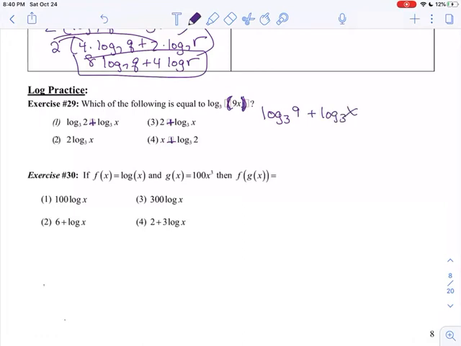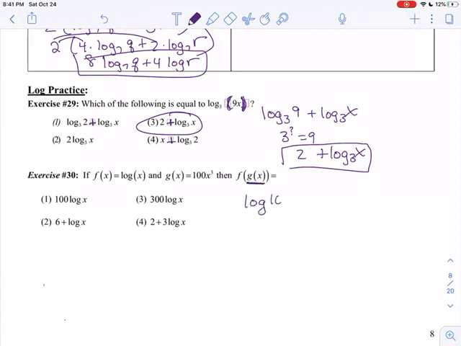When I have multiplication, I'm going to separate it with addition. So log base 3 of 9 plus log base 3 of x. Okay, so basically this is saying 3 to what exponent equals 9? Well, that's 2. 2 plus log base 3 of x. I'm just trying to simplify, move things around till I get something that is similar to one of my answers, and I finally did.